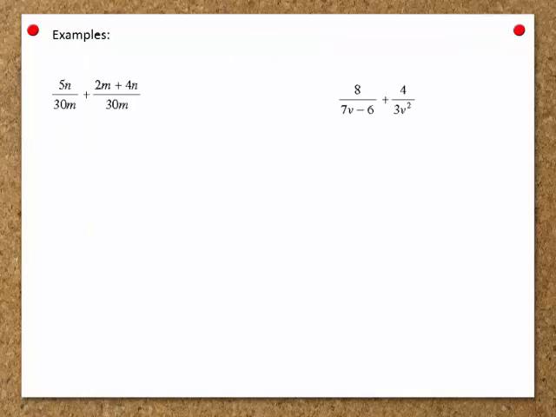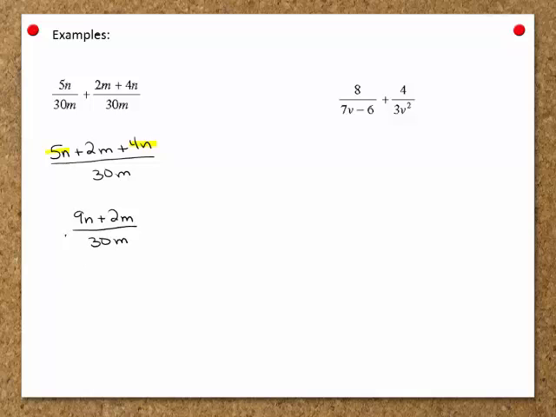All right, so here's an example with a common denominator and without a common denominator. If I already have a common denominator, I don't have to do any of those first steps. I just simply add my rational expressions. So what I'm going to have is 5n plus 2m plus 4n over 30m. Now what I can do is add my like terms. 5n and 4n are like terms. So I'll have 9n plus 2m over 30m.